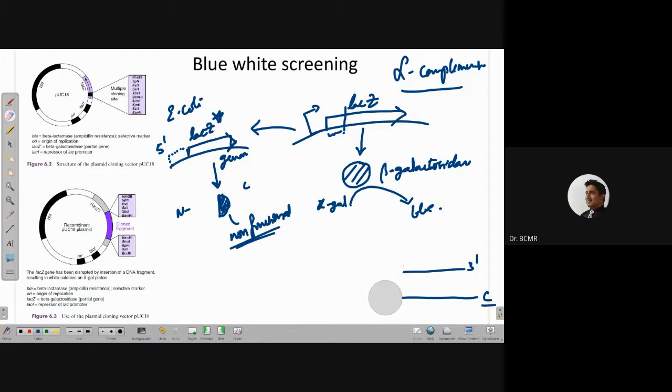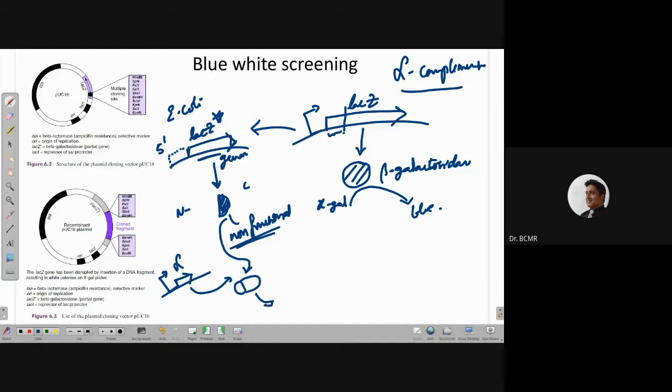So using some genetic studies, people have discovered that if we clone just the front, a small fragment, which you call the alpha part, and produce this in a cell containing the rest of the part like this, then this alpha part will produce this much, and from the chromosomal gene you will produce this, and now it forms a functional or active beta-galactosidase enzyme.